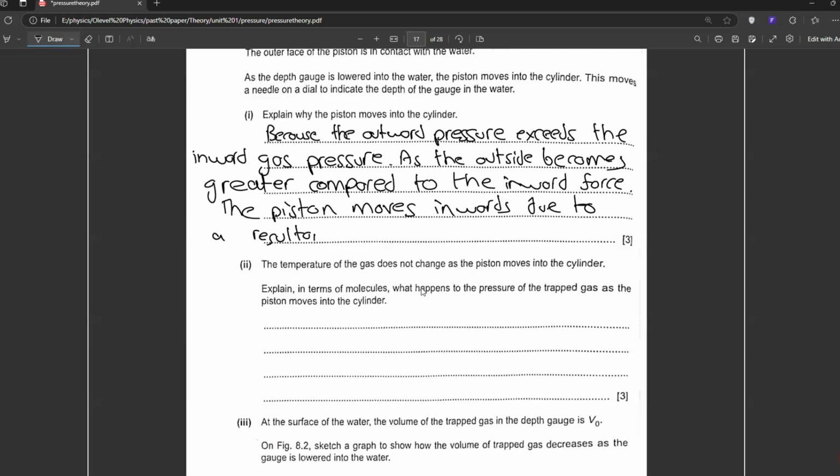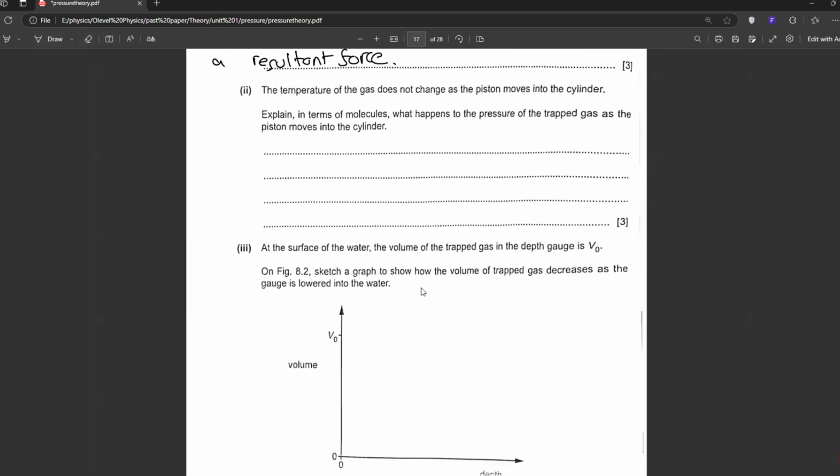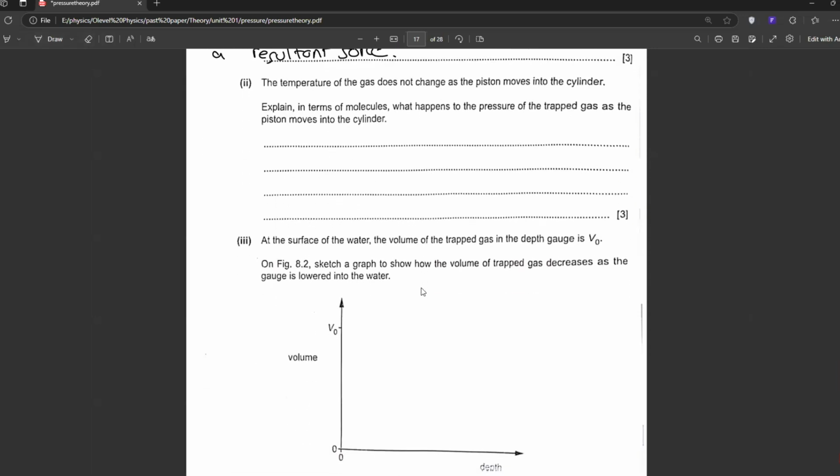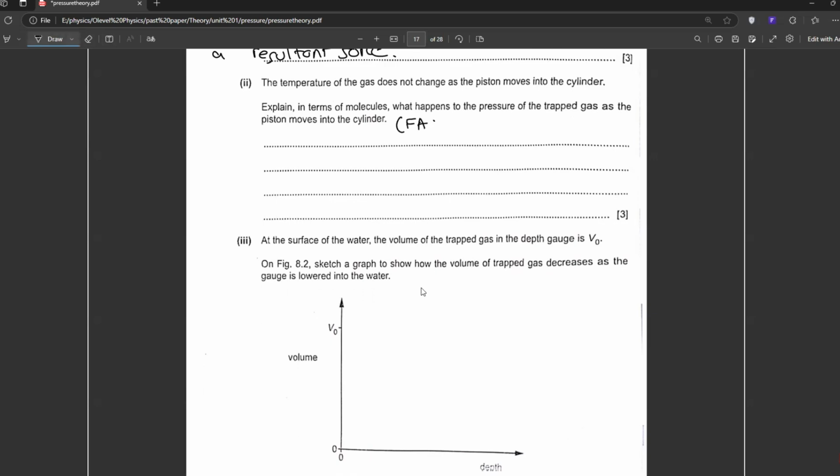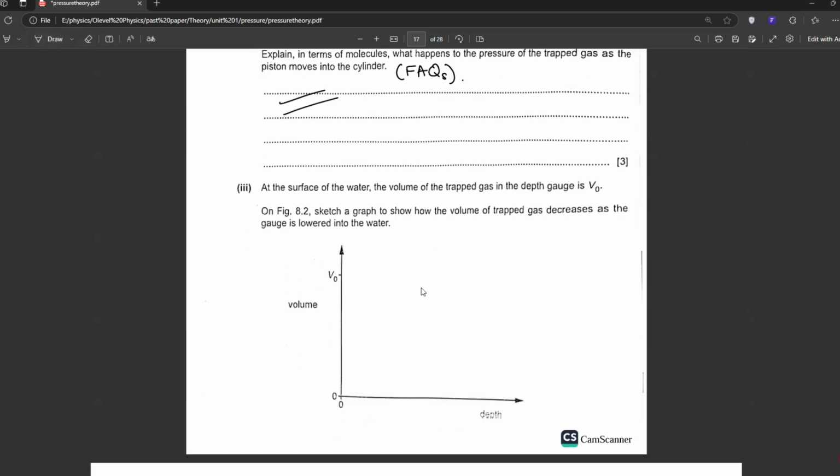Simple as that. And you can also state the direction of this resultant force, that this resultant force is acting inwards because the outward force is greater. Let's move on to part 2. The temperature of the gas does not change as the piston moves into the cylinder. Now, see how repeated this question is. This is irritating. This is an FAQ that we have done in the notes as well, in the video as well. You can scroll back.